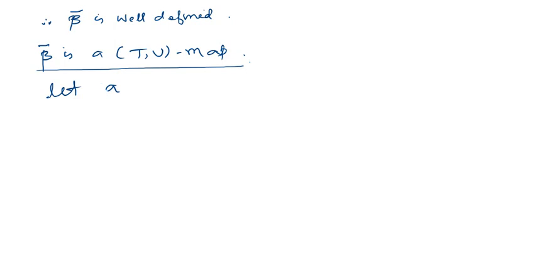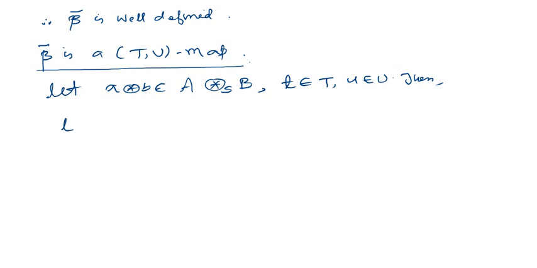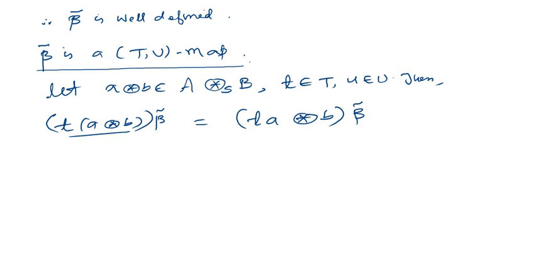Let A tensor B belong to A tensor B over S, and T is in T, U is in U. Then we have T times A tensor B of beta tilde. The T should come out. First we apply the action property of this. It's T times A tensor B of beta tilde. Now we apply the definition of beta tilde. This is T times AB of beta by definition of beta tilde.